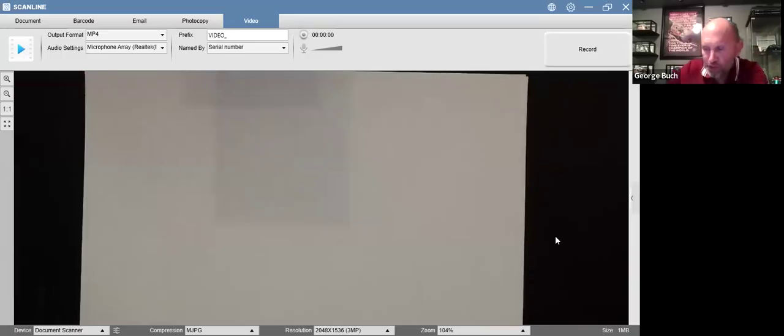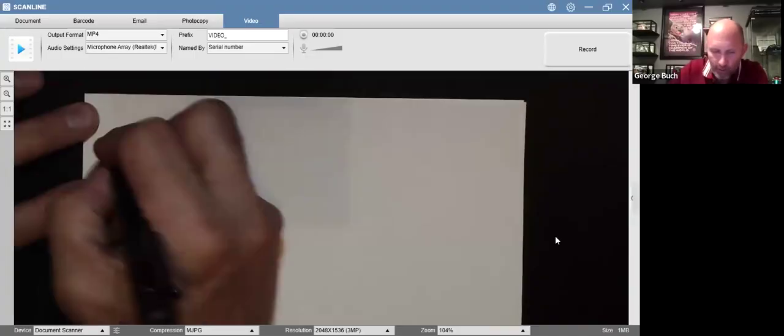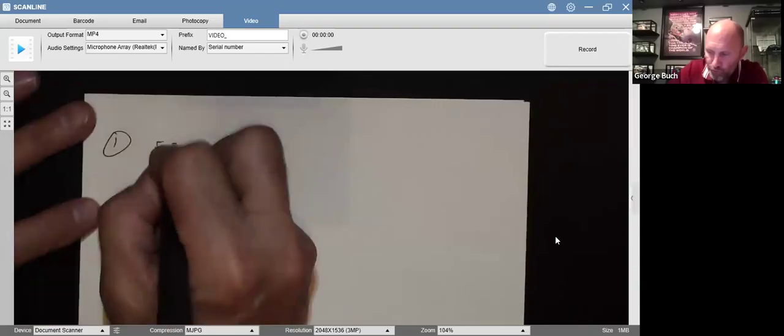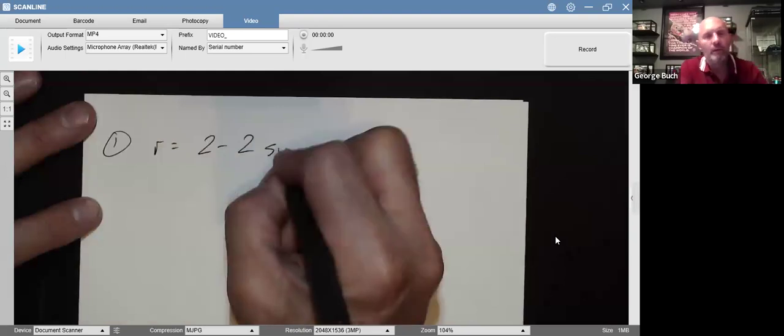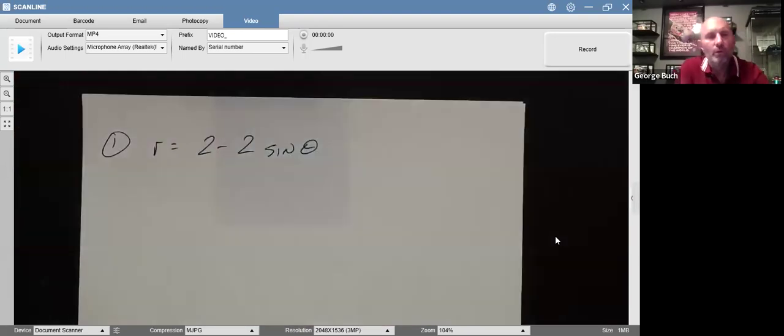All right, so our first equation that we're going to look at is r equals 2 minus 2 sine of theta. We know it's a plus or minus sign, so it has to be a cardioid or a limaçon. So then we're looking at the numbers. If the numbers are the same, cardioid. If the numbers are different, limaçon. In this case, because these are the same number, I know this is a cardioid.